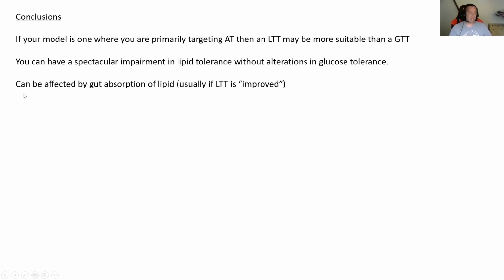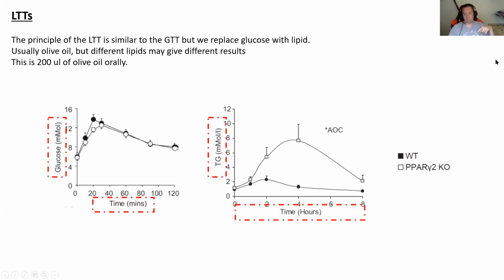One minor technical note is that this can be affected by gut absorption of lipid, obviously, but usually this is really relevant if your LTT is improved, i.e. if you have less of an excursion, because in wild-type mice, lipid absorption is pretty good. So it's very unlikely that you will get a massive impairment or a massively bigger LTT like this one. That's not going to be caused by a huge increase in lipid uptake from the gut. There just isn't enough headspace. But a reduction, so a flatter line than this black one, could reasonably be explained by a problem in the gut.